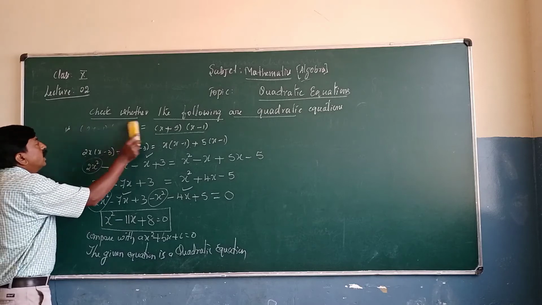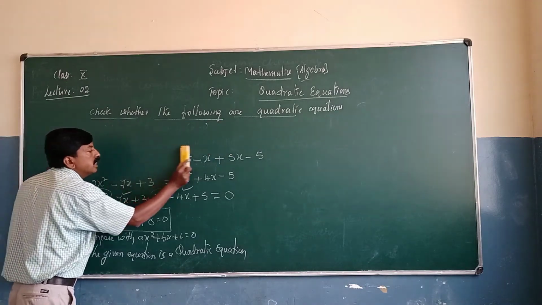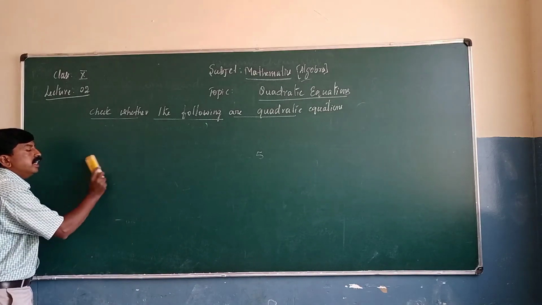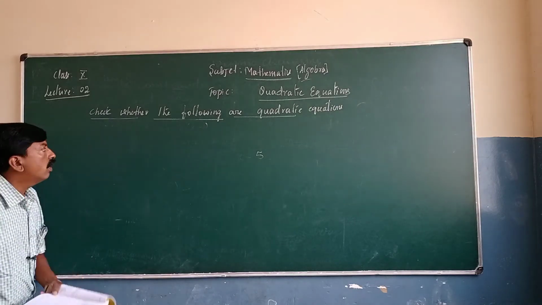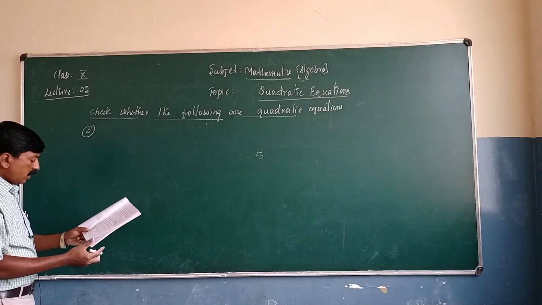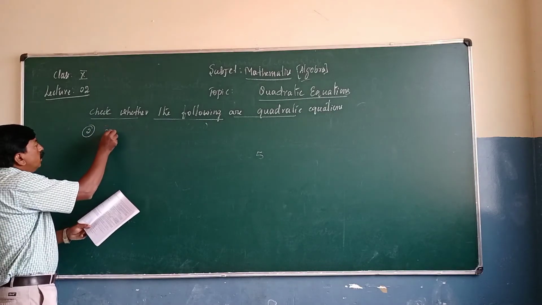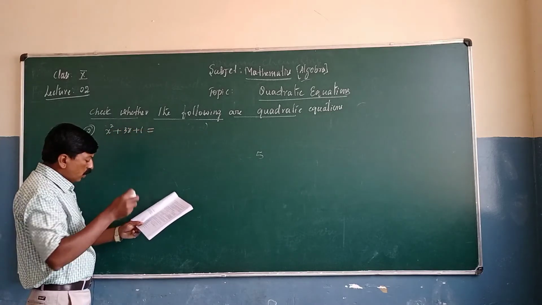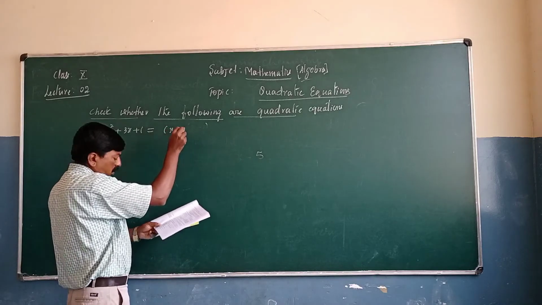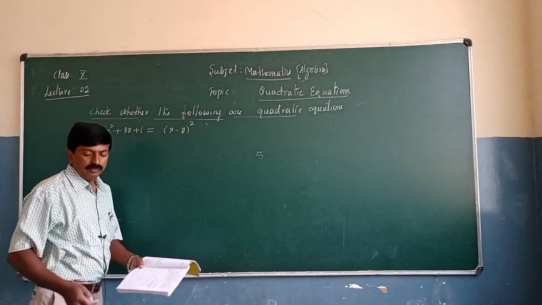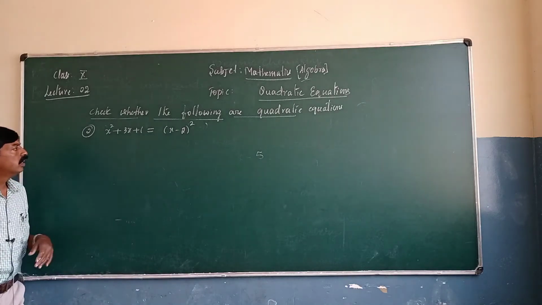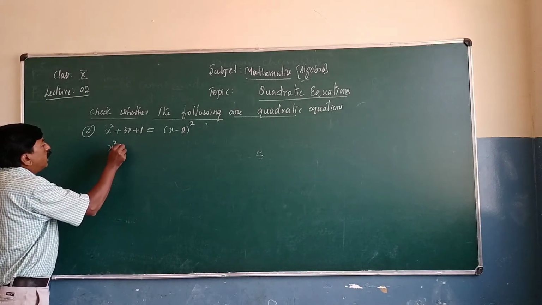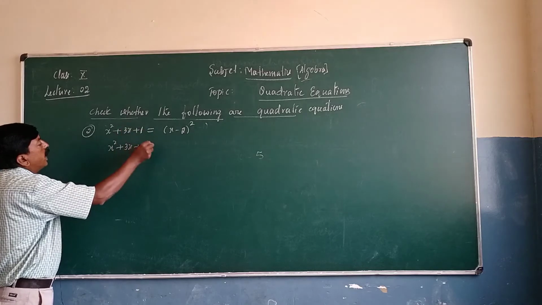Okay. Now I will take another problem. Like this, you can simplify and finally you can identify whether it is a quadratic equation or not. Second one: x square plus 3x plus 1 is equal to (x - 2) whole square. Now 3x plus 1, LHS is already simplified. Further it is not possible. Therefore you can write as it is.